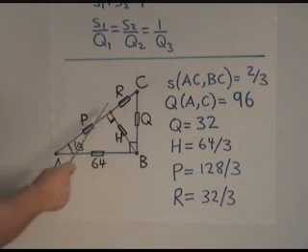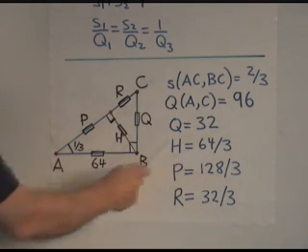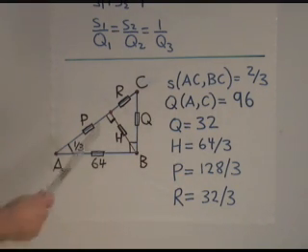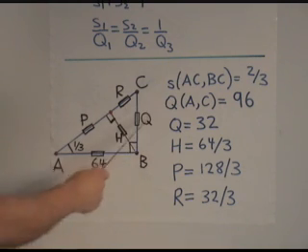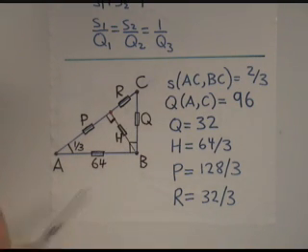This h here, h divided by 64 is the spread 1/3. That means that h is 64 over 3. And similarly, p and r, just chase things around. I'll leave it to you to show that it's 128 over 3 and 32 over 3.